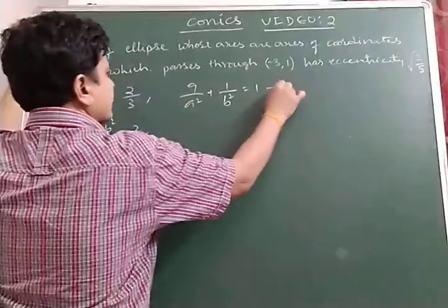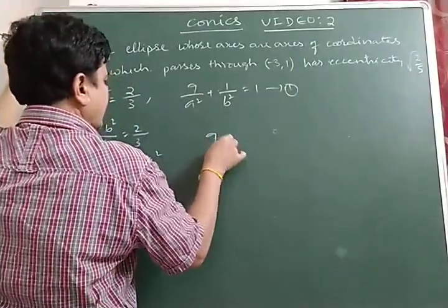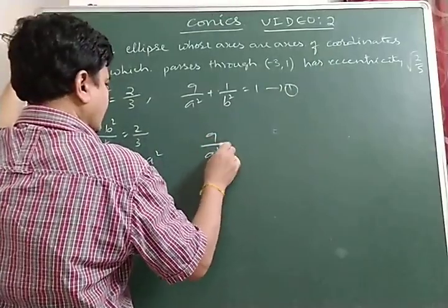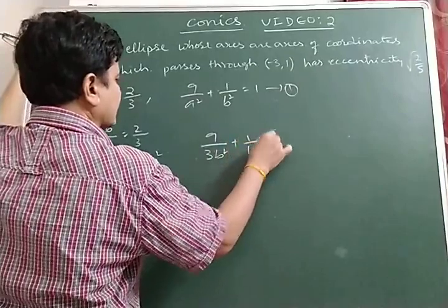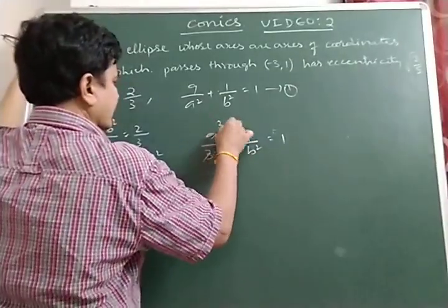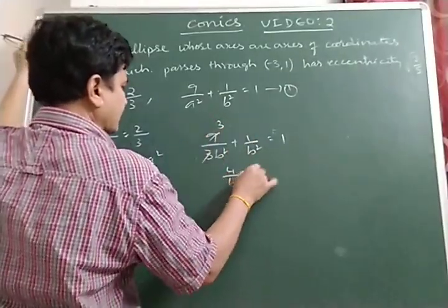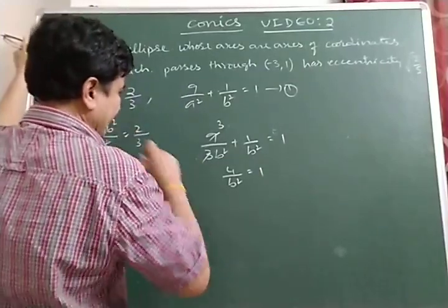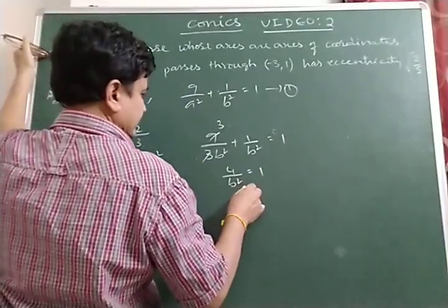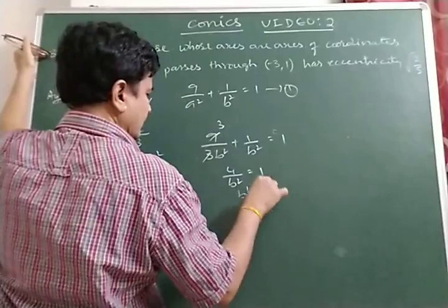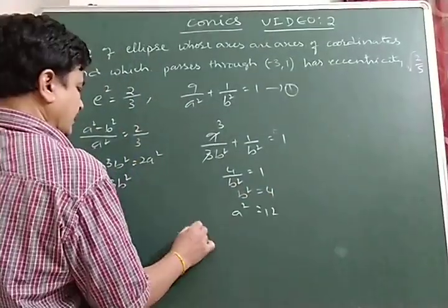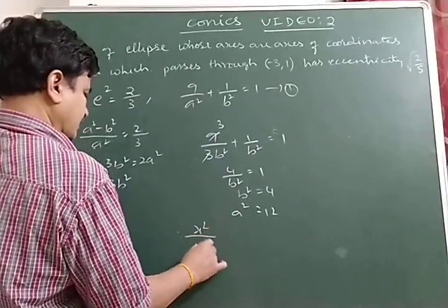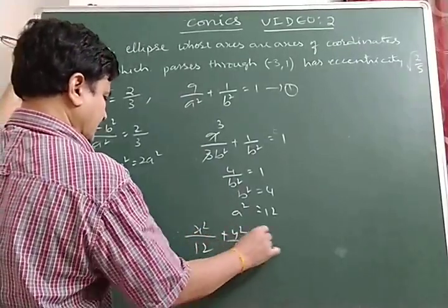Substitute in equation number 1, 9 by 3b square plus 1 by b square is equal to 1. So 4 by b square is equal to 1. So b square is equal to 4. And then a square is 12. The ellipse is x square by a square, that means 12, plus y square by b square, that means 4, is equal to 1.